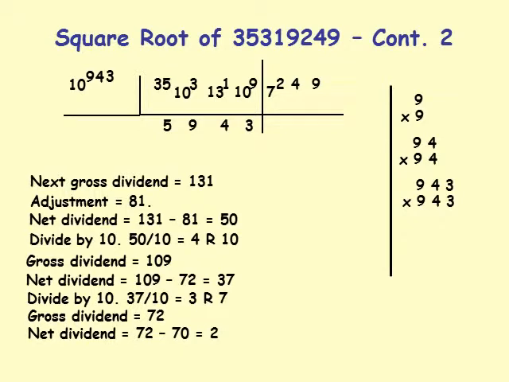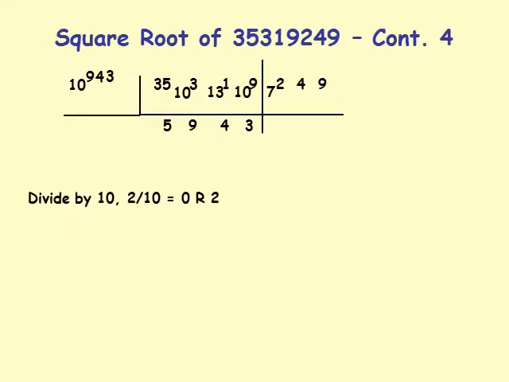We'll do a 0. 2 divided by 10 is 0, remainder 2. Okay, let's continue. So that's 0, remainder 2. Okay, 24 here. So the next gross dividend is 24, and let's go to 0 here. Continue here. The next gross dividend is 24.